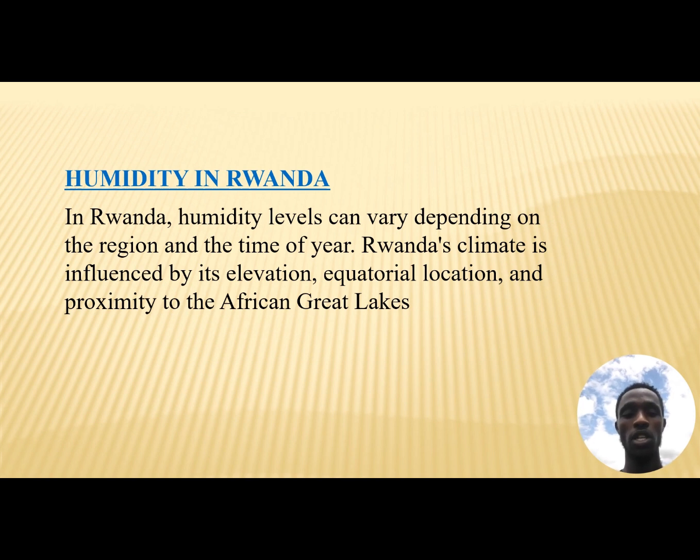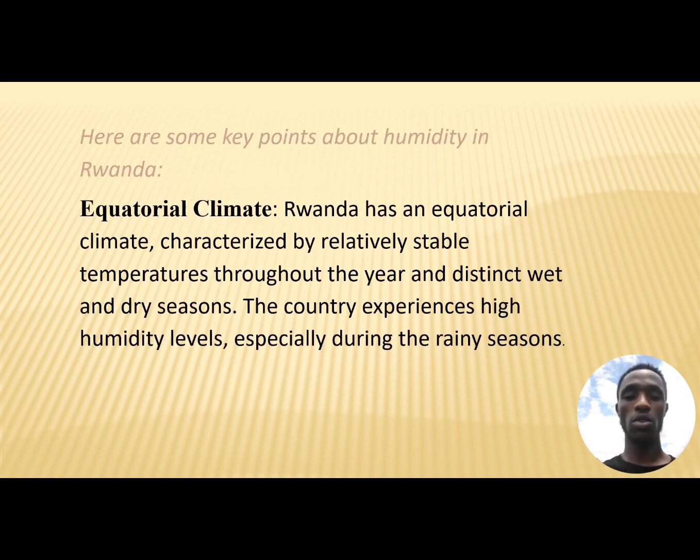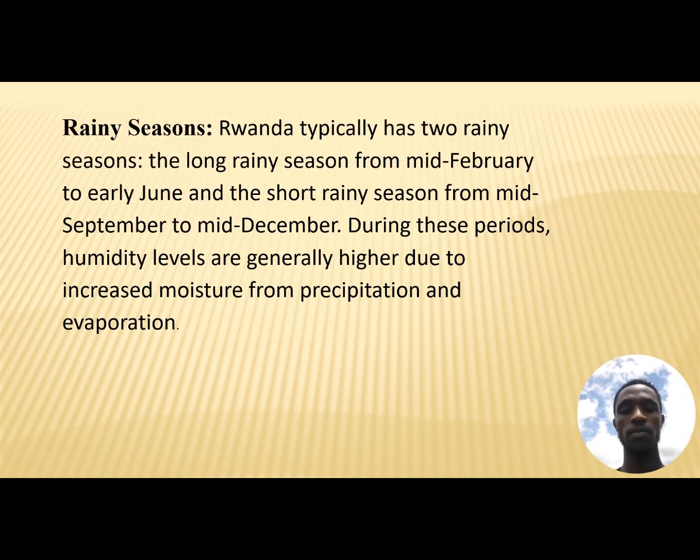We are going to see humidity in Rwanda. Rwanda's humidity levels vary depending on the region and the time of year. Rwanda's climate is influenced by elevation, equatorial location, and proximity to the African lakes. Here are some key points about humidity in Rwanda. Equatorial climate: Rwanda has an equatorial climate characterized by relatively stable temperatures. Rainy seasons: Rwanda typically has two rainy seasons, the long rainy season from mid-February to early June and the short rainy season from mid-September to December.